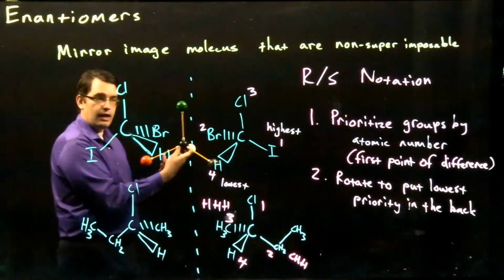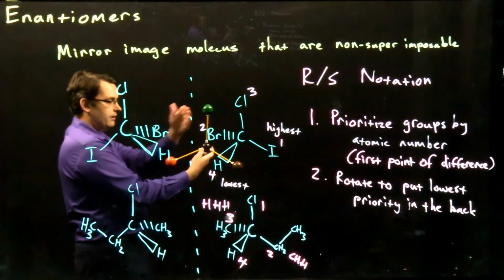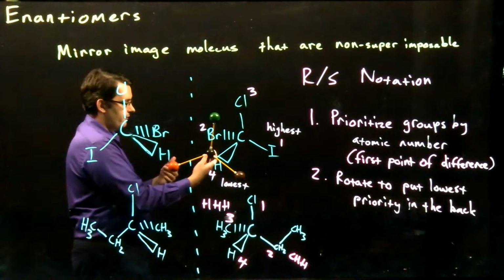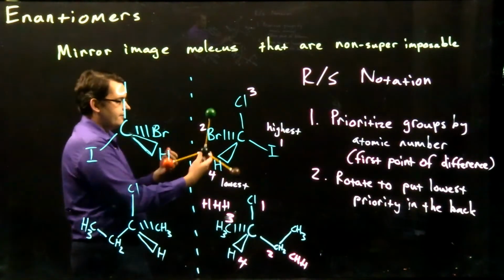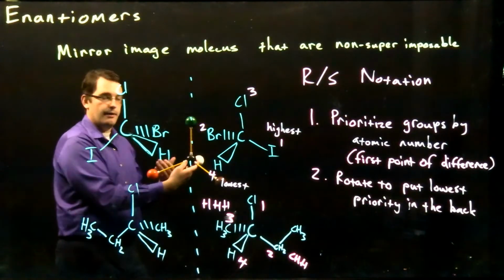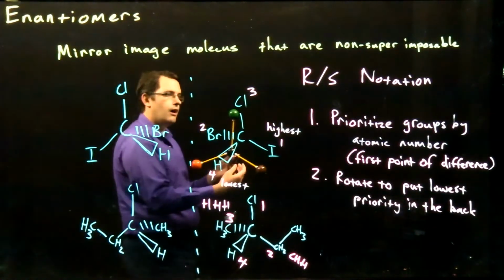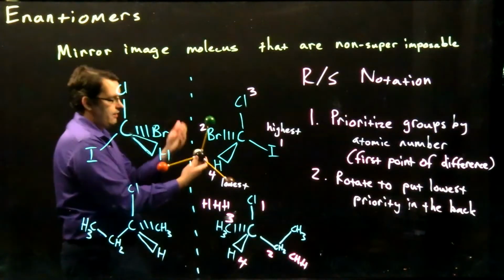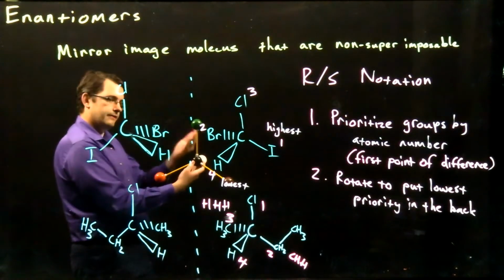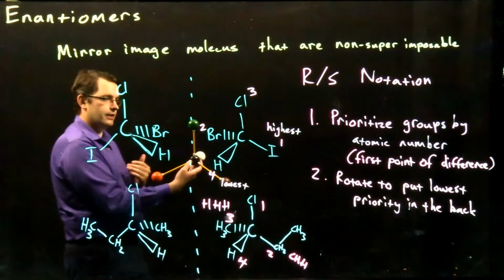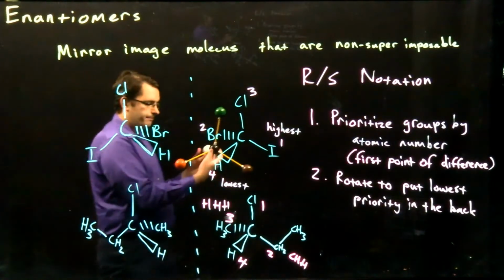S denotes counterclockwise, R denotes clockwise. R, you'd be rotating to the right, so that we refer to as clockwise. S is rotating to the left, and that becomes counterclockwise. So the RS comes from Latin. R is for rectus, which means right. S is for sinister, which means left. It's just that rightward rotation or leftward rotation that we get with clockwise or counterclockwise.